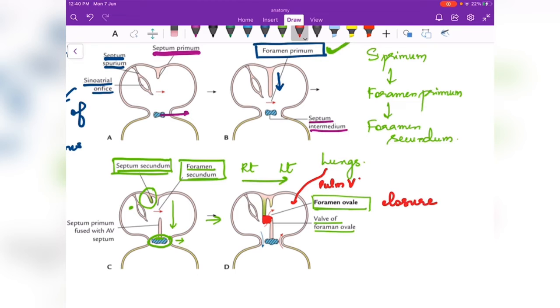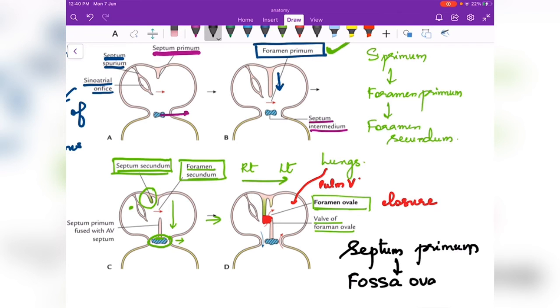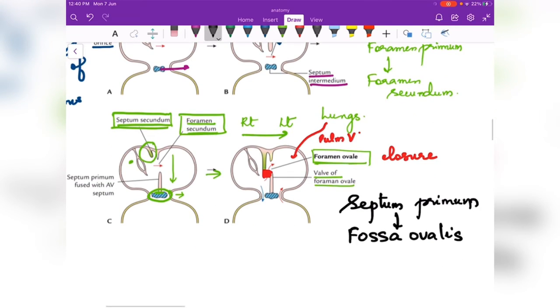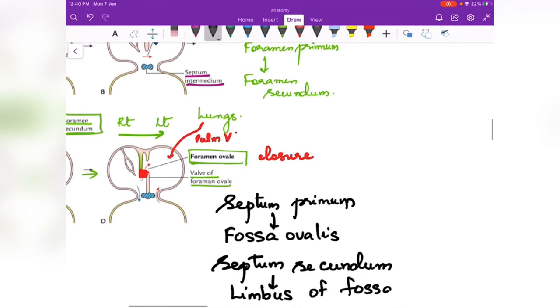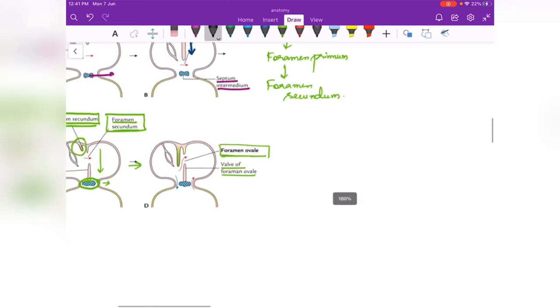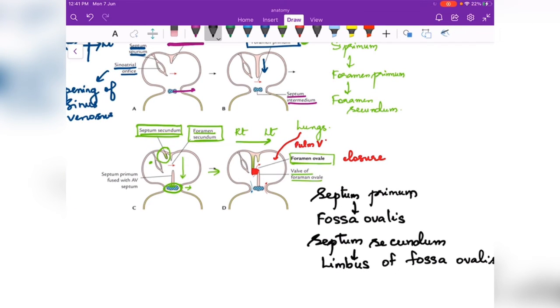The septum primum, as seen in the adult or after birth, becomes the fossa ovalis, and the remnants of the septum secundum become the limbus of the fossa ovalis, which is seen in the adult heart.